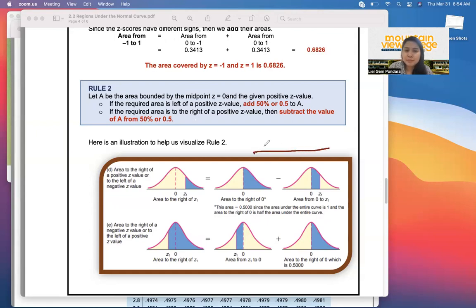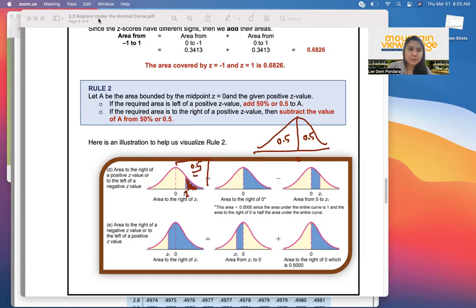For example, in this normal curve, here's 0. Remember that to the right of 0 is 0.5, half of 1. To the left of 0 is another 0.5. So for example, I have here 1, and we say to the left of 1. How are we going to do it? Remember the total area is 0.5. So if we're going to the right, if only the leftover is what you need to shade, subtract it from 0.5.